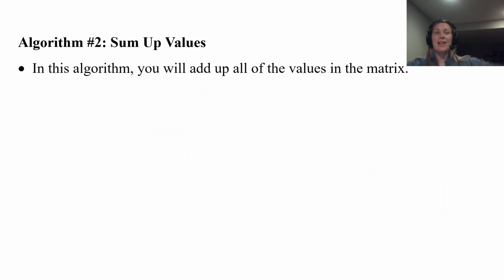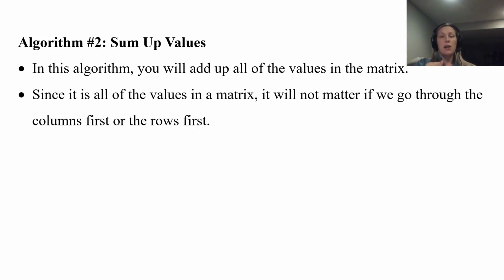Next algorithm, second of 3. Again, we're only going to go over 3 in these sets of notes just to practice a little bit. Sum up values. So in this algorithm, you're going to add up all of the values in the matrix. Since you're adding up all of the values, again, it doesn't matter if you go through columns or rows first, either way.